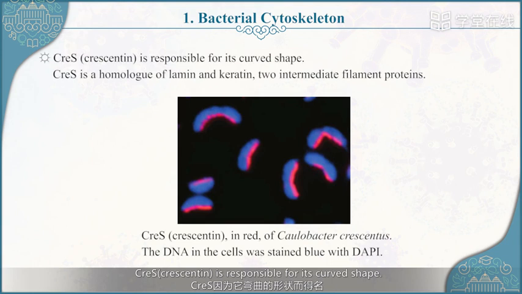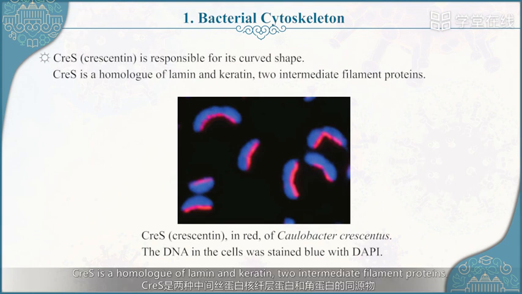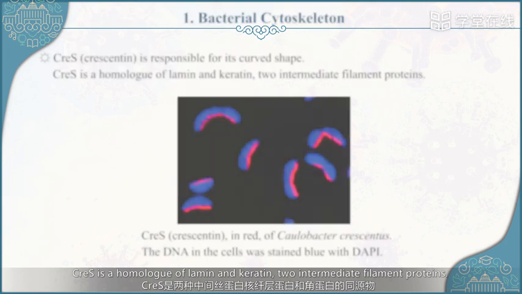CreS is responsible for the curved shape of curved bacteria. CreS is a homologue of lamin and keratin, two intermediate filament proteins.